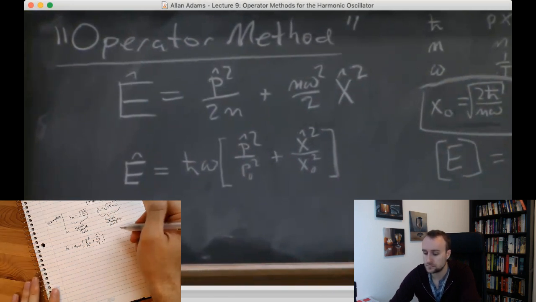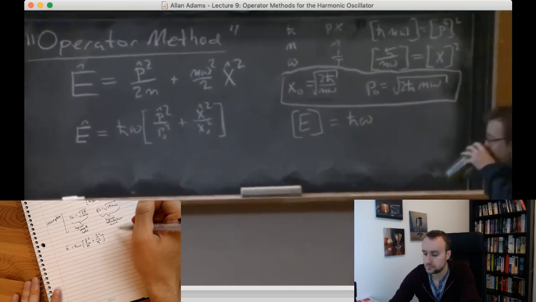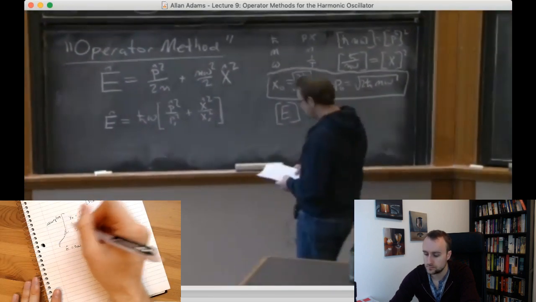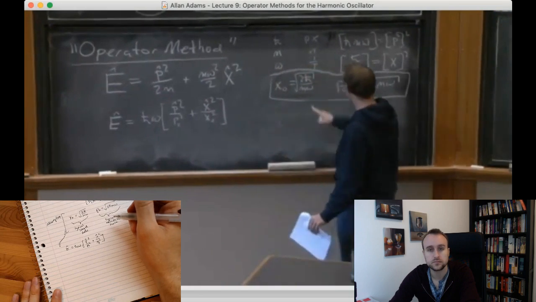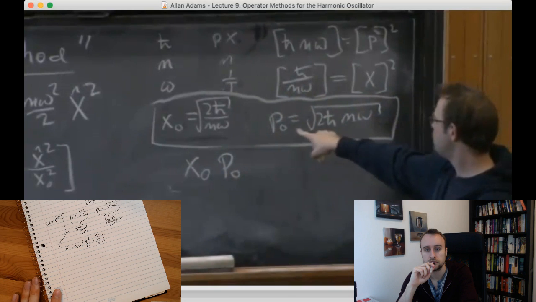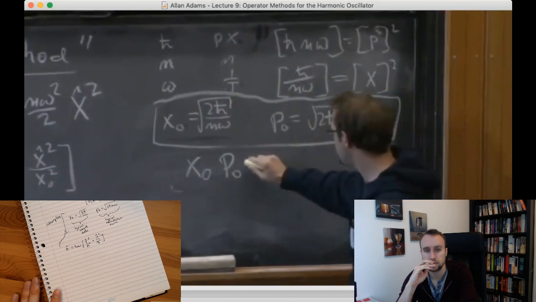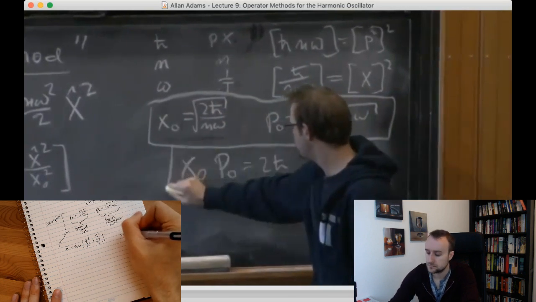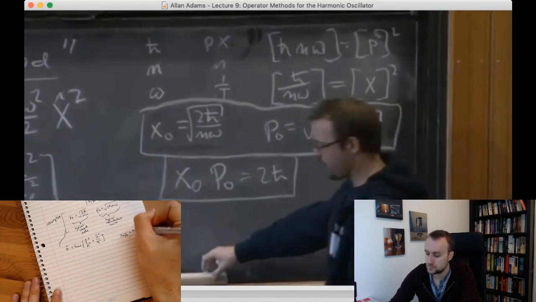So this has nothing to do with the operator method. This is just being reasonable. Okay. Quick thing to note: x naught times p naught, the omegas cancel, so we get root 2 h bar squared, which is 2 h bar. Little tricks like that are useful to keep track of as you go.